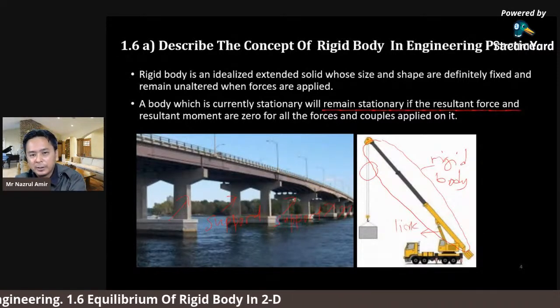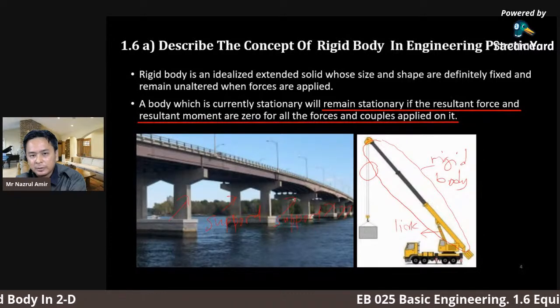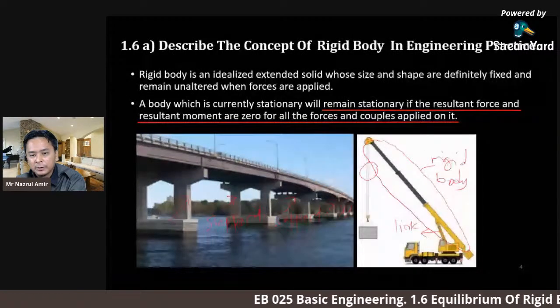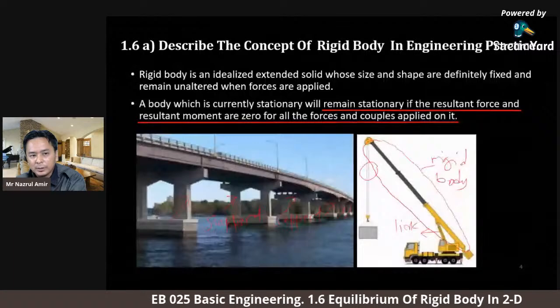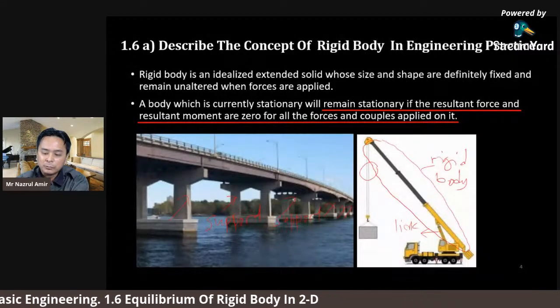So it is highlighted here that a body that is currently stationary will remain stationary if the resultant force and resultant moment are zero for all the forces and couple moments applied on it.